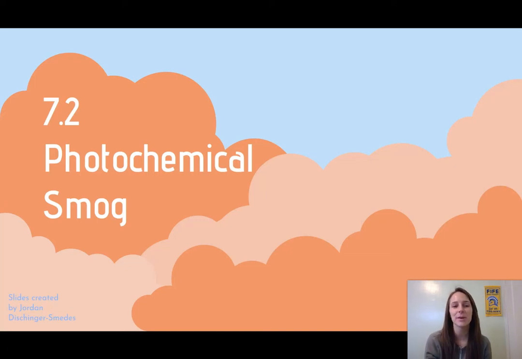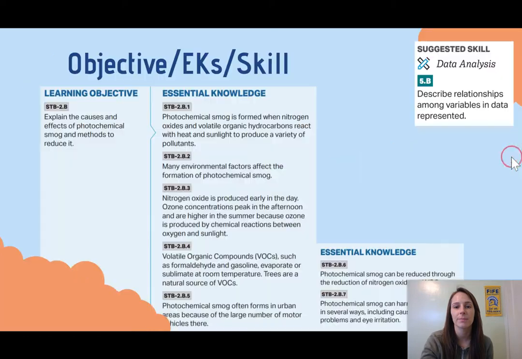Y'all, today we're going to be talking about section 7.2, which is about photochemical smog. The learning objective for today is that you can explain the causes and effects of photochemical smog and methods to reduce it.